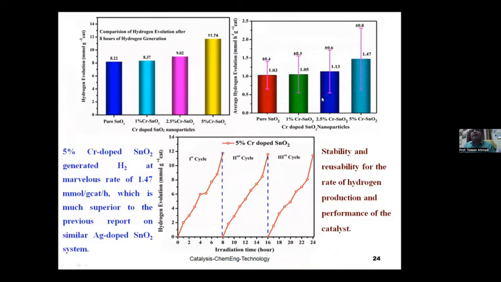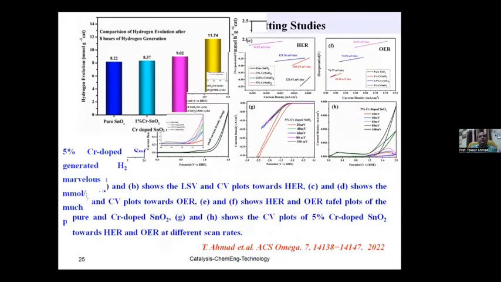and it shows the comparative study of the hydrogen evolution for different materials, and this is the average hydrogen evolution per hour with the standard deviation, and this gives the cyclability test. We tested the cyclability for the stability and reusability of the rate of hydrogen production for 3 consecutive cycles, and we obtained the high stability of chromium doped SnO2 nanoparticles.